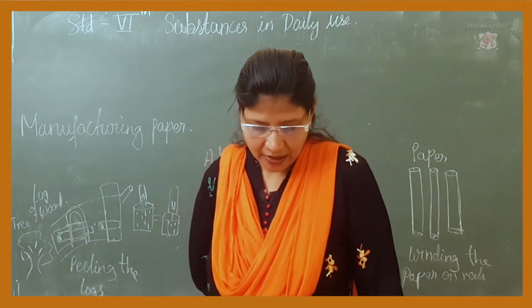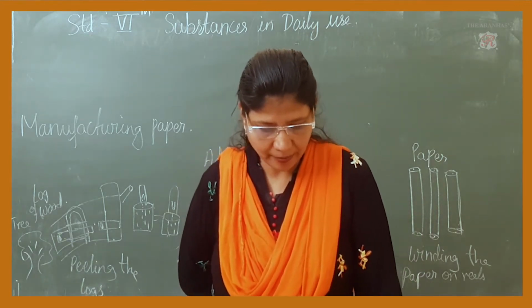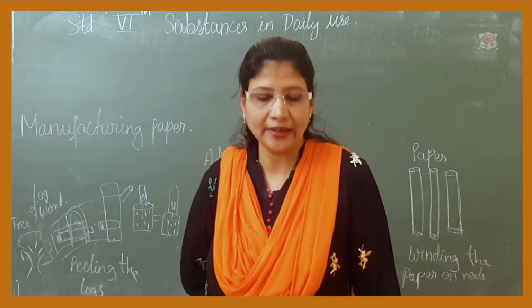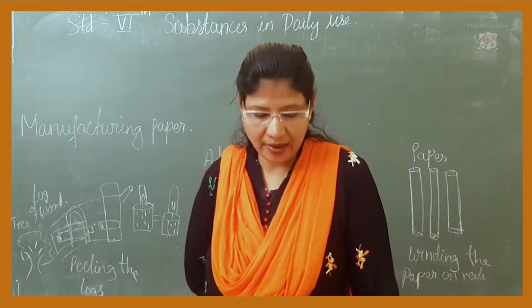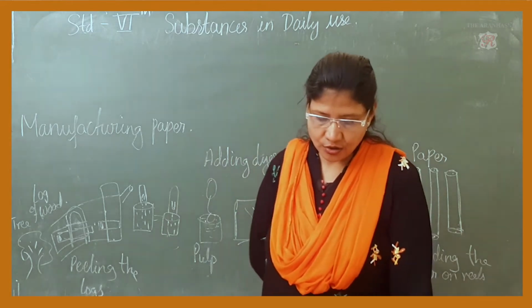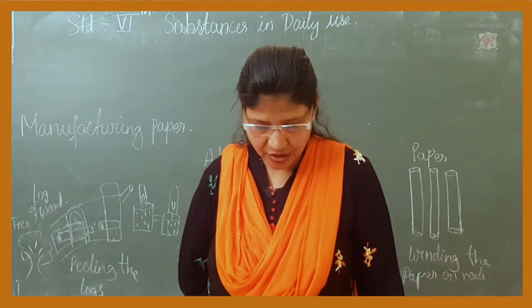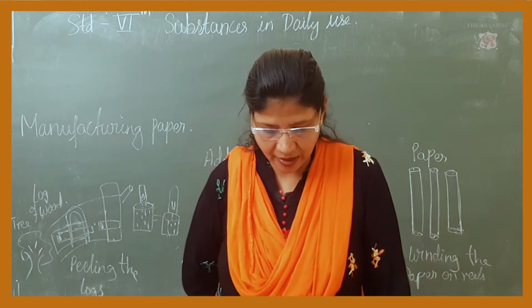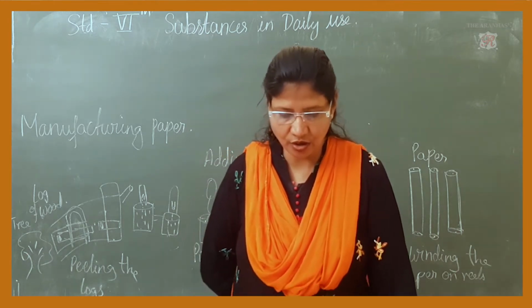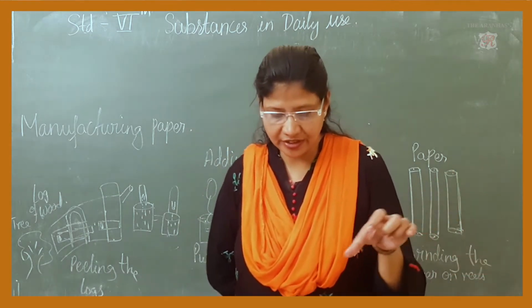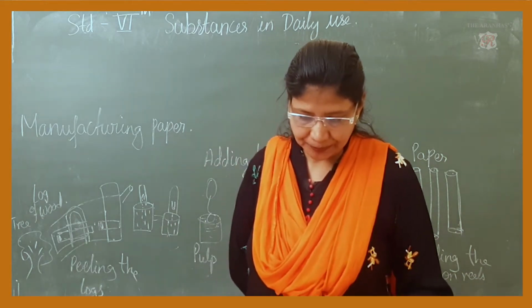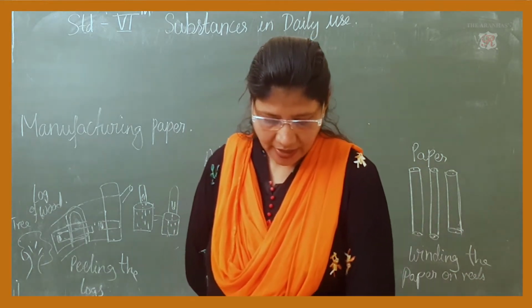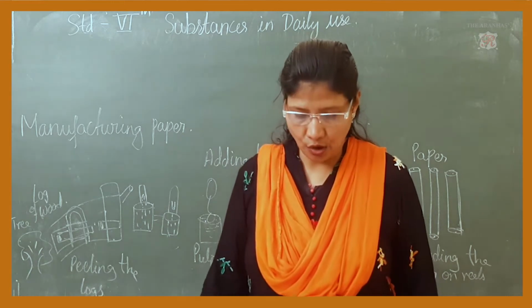Coniferous trees like pine are used to make paper. Which trees are used? Pine trees are used to make the paper. The bark of the logs of this tree is first removed and the wood is broken into small pieces. What do they do? They remove the bark of the tree, and the trees are peeled. Okay, and they are turned into logs.